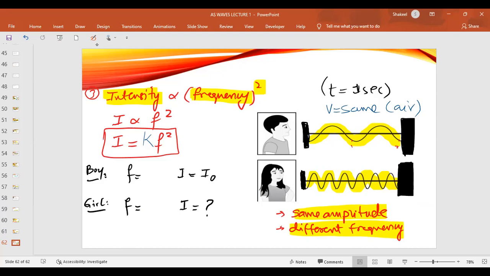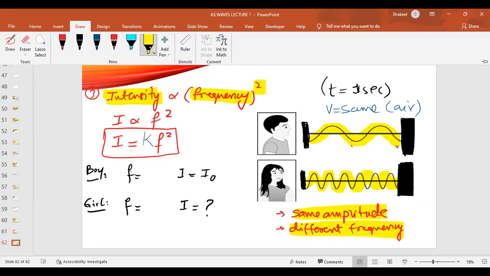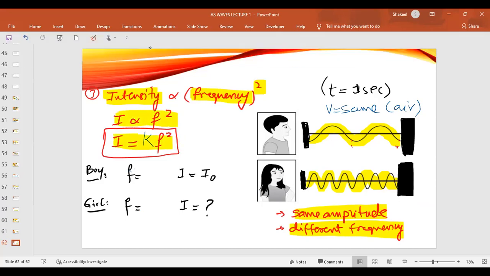So whenever you have to find the frequency and intensity relation, you can use this expression: intensity is directly proportional to frequency square, or I is K F square. The boy's frequency is F, intensity is I naught. So what if the girl's frequency is higher? You have to find the intensity of the girl.